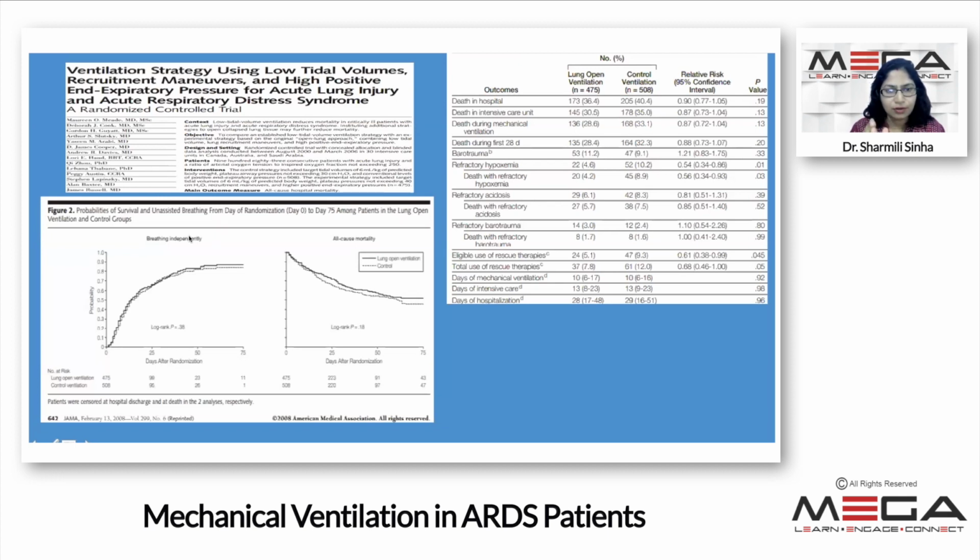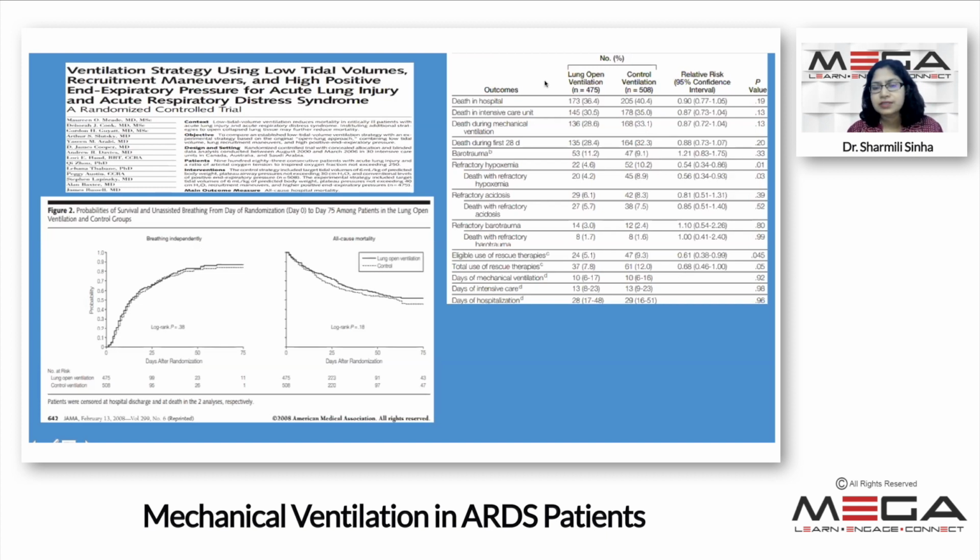So in one category of patients, they used only low tidal volume ventilation in a group of ALI and ARDS patients. To the other category, they applied this low tidal volume along with recruitment maneuvers and high PEEP. And you see the all-cause mortality, which was the primary outcome, there was no difference. Even breathing independently, in this parameter also, there was no difference.